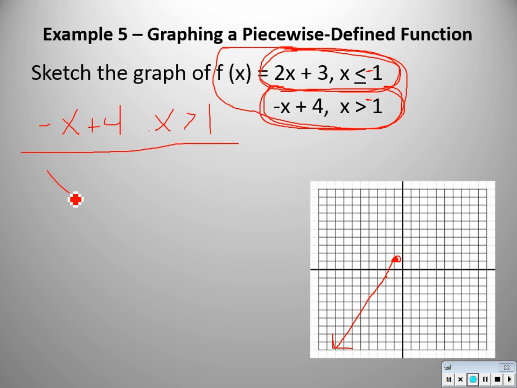So when I have my XY table here, that should be a negative 1. So once again, I'm going to put a negative 1 in for x here.